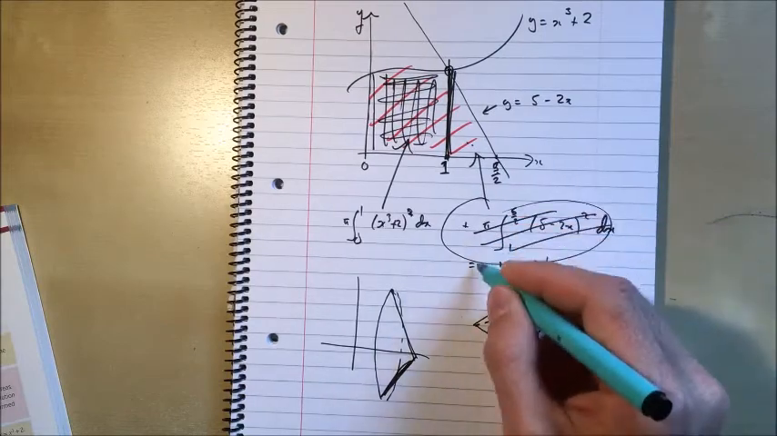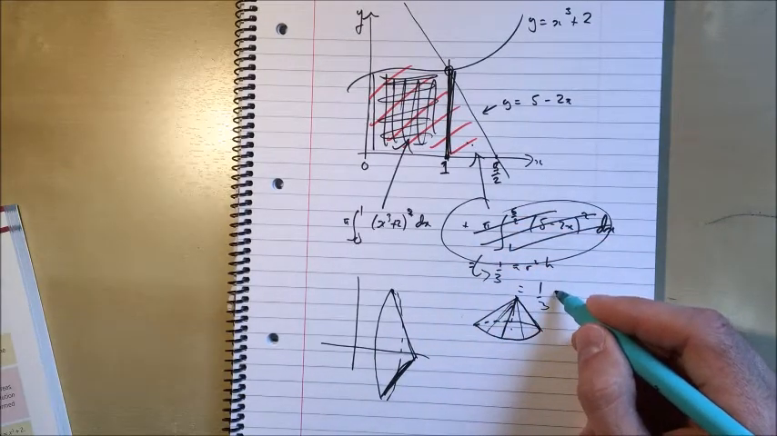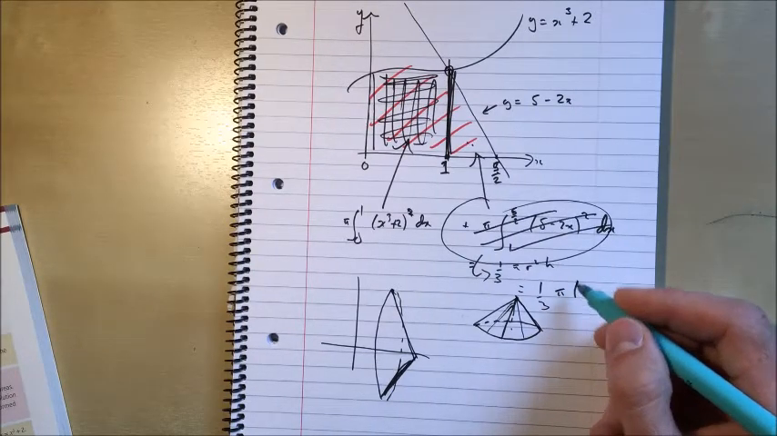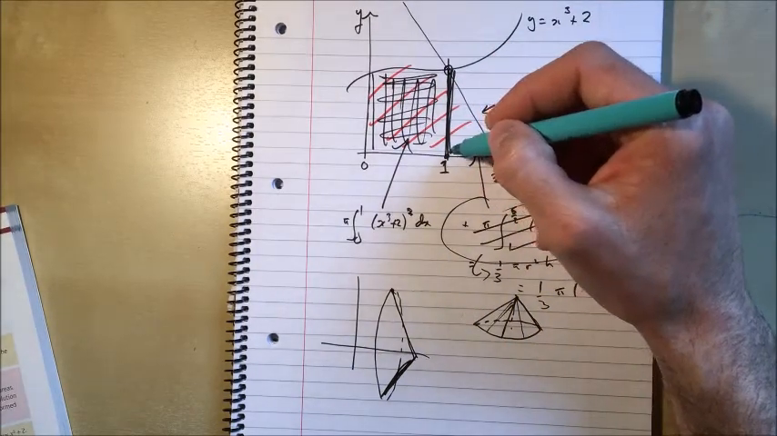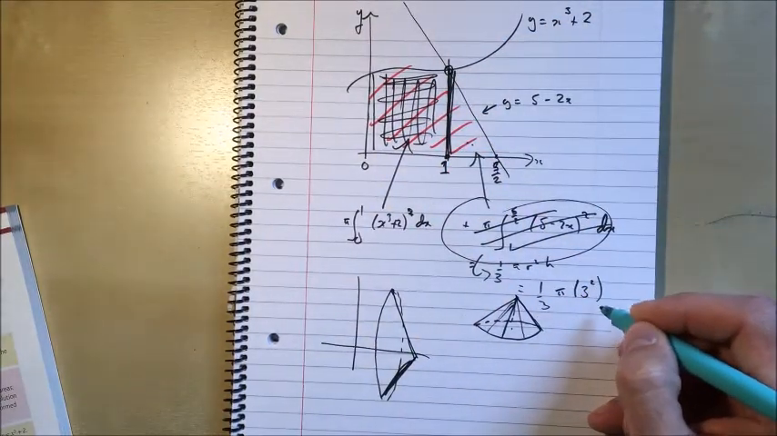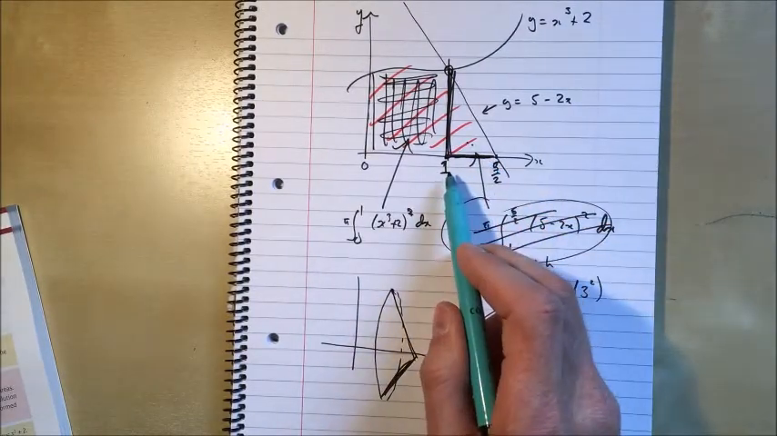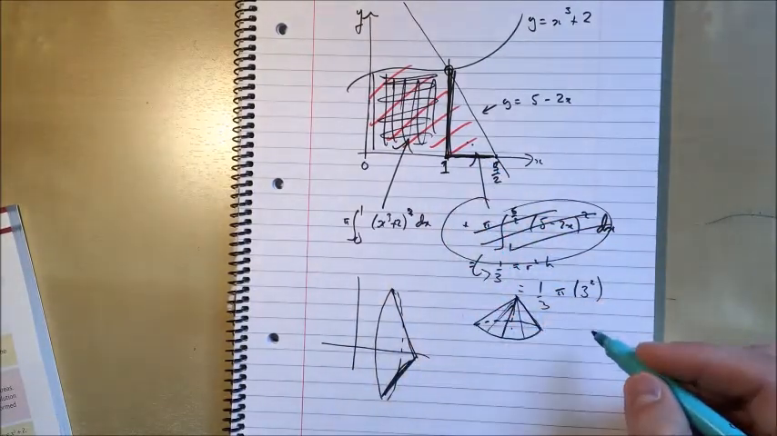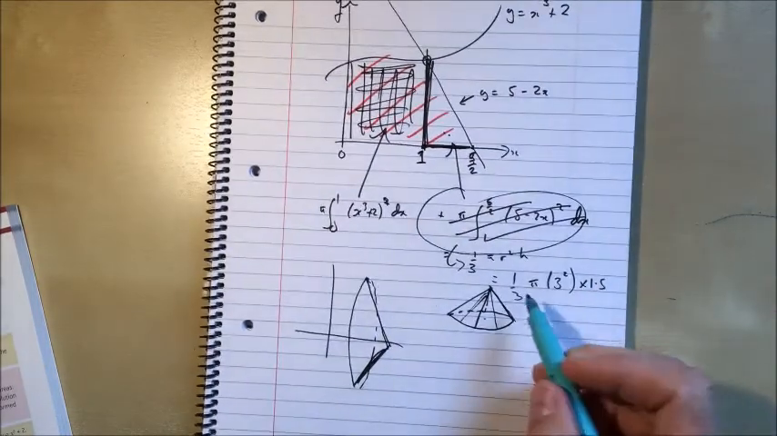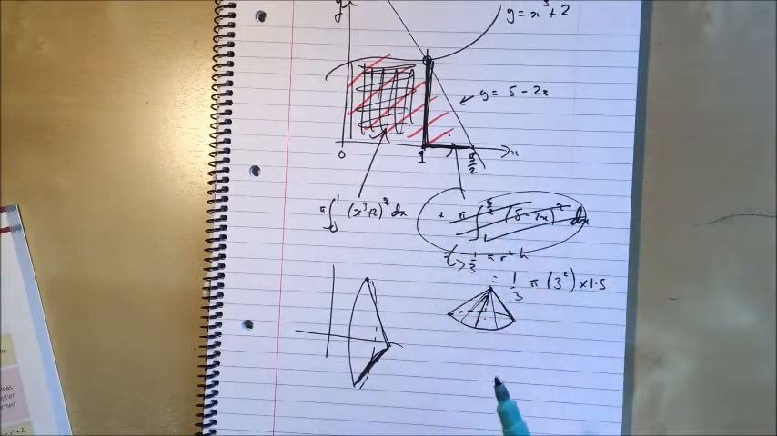So this bit here is equal to 1/3 times pi times r squared times h. Well, that y-coordinate there is a 3, so 3 squared, times h, which is this distance here, which, from 1 to 5 over 2, is 1.5. Now, that is obviously an easier calculation than having to do this whole integral, so it's helpful to know that.